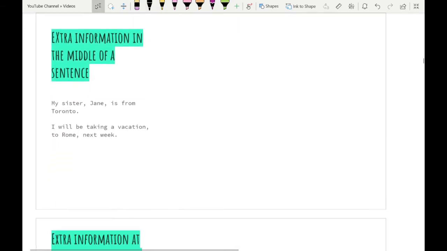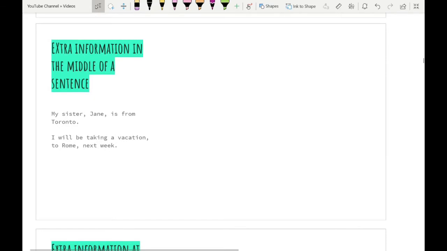Extra information in the middle of a sentence. Now, English first language speakers, this might be what you're more comfortable with. So my sister, Jane, is from Toronto. Jane is the extra information. You could very much say, my sister is from Toronto. The important thing to note right here is that you have a comma on either side of the extra information. Think of it kind of acting like a bracket. Sometimes we'll do that quite often, especially at the end of a sentence, what we'll take a look at next.